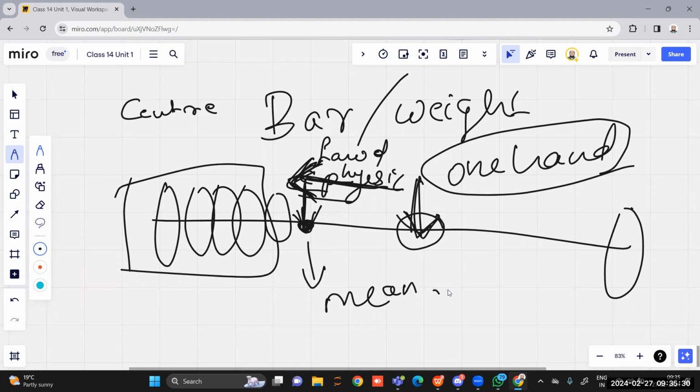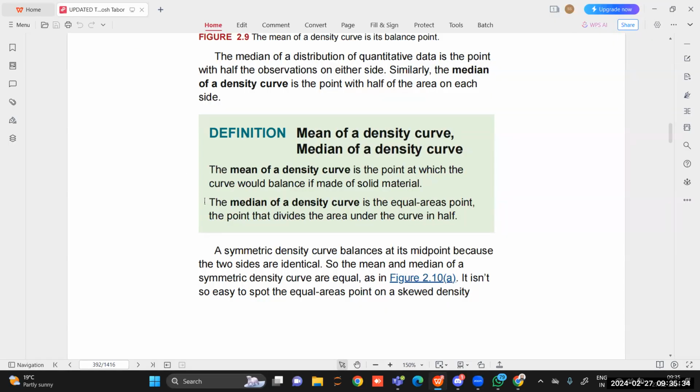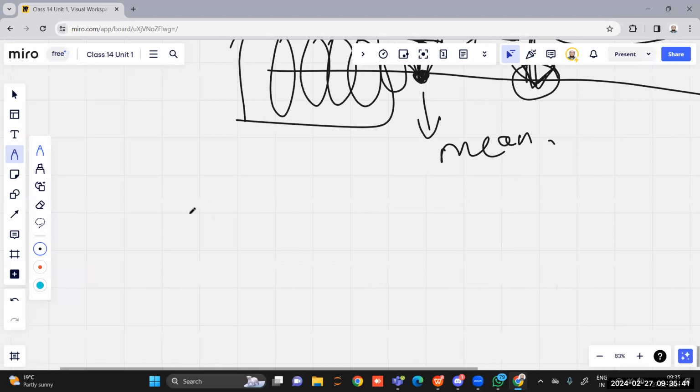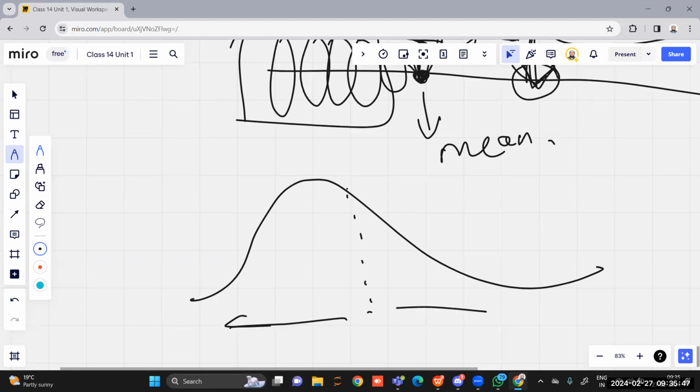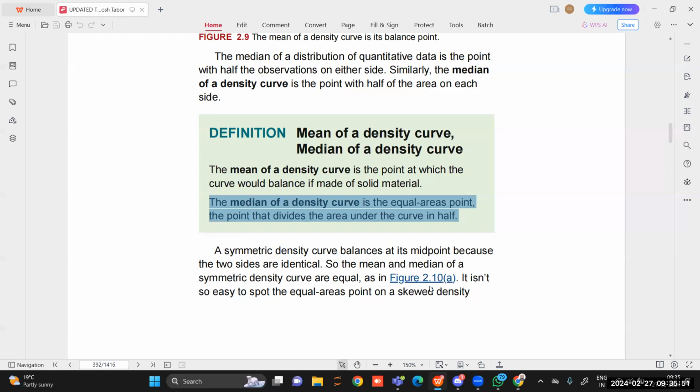Did you get what I'm trying to explain? So the median is very simple. The median of a density curve is the equal-area point. Whatever the curve is, there is a point where the area lies exactly equally, half on either side.